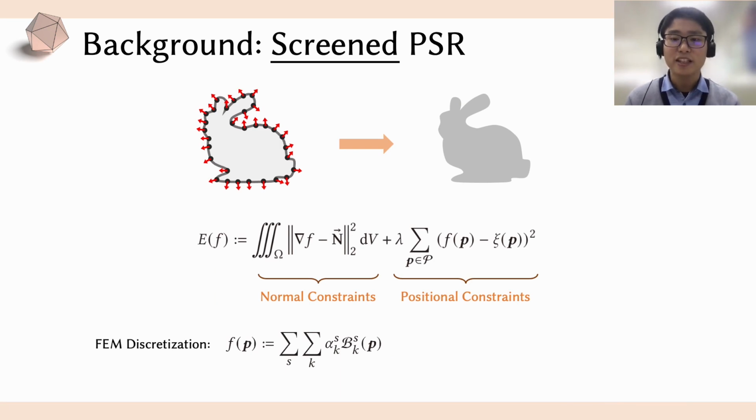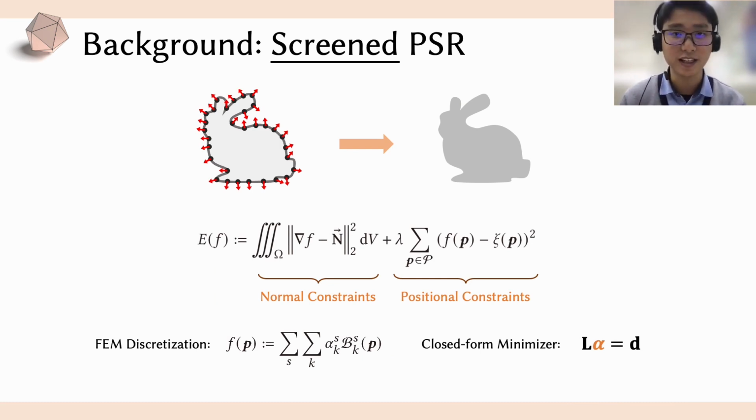The function F is discretized using finite element method as a summation of basis functions defined on the voxel octree. Using such a discretization, minimizing the function E(F) boils down to solving a linear equation L alpha equals D in closed form. The solution alpha serves as the coefficients of the basis functions by scaling them to fit the normal and positional constraints.